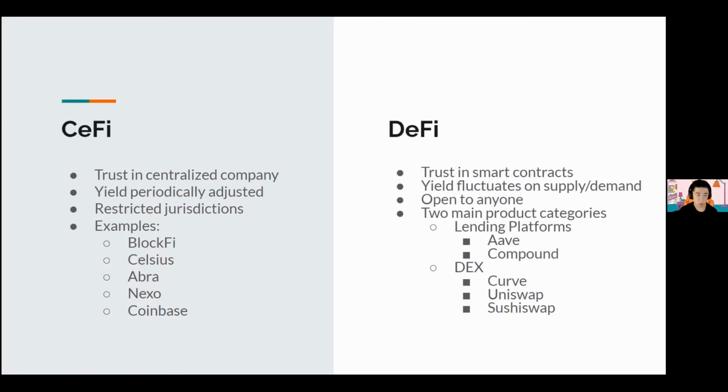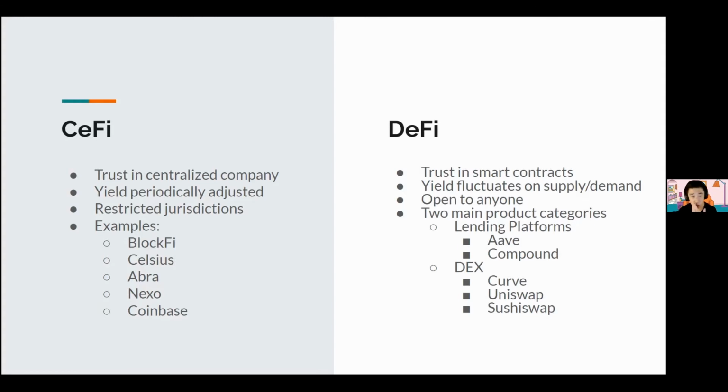Just quick examples of what CeFi platforms would be. You can think of it as the most traditional finance platforms, TradFi or CeFi. You have BlockFi, Celsius, Abra, Nexo, and Coinbase, and they all do different types of services, whether that's money market lending or a centralized trading exchange.